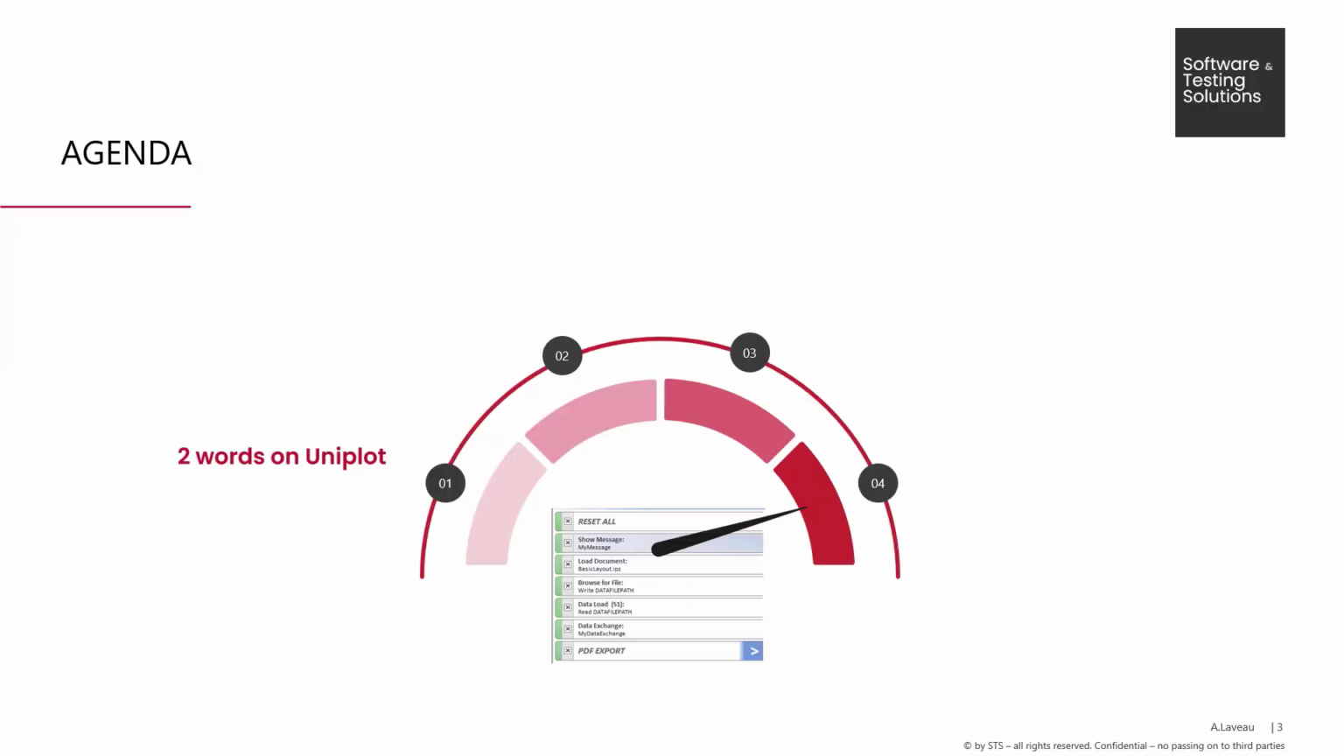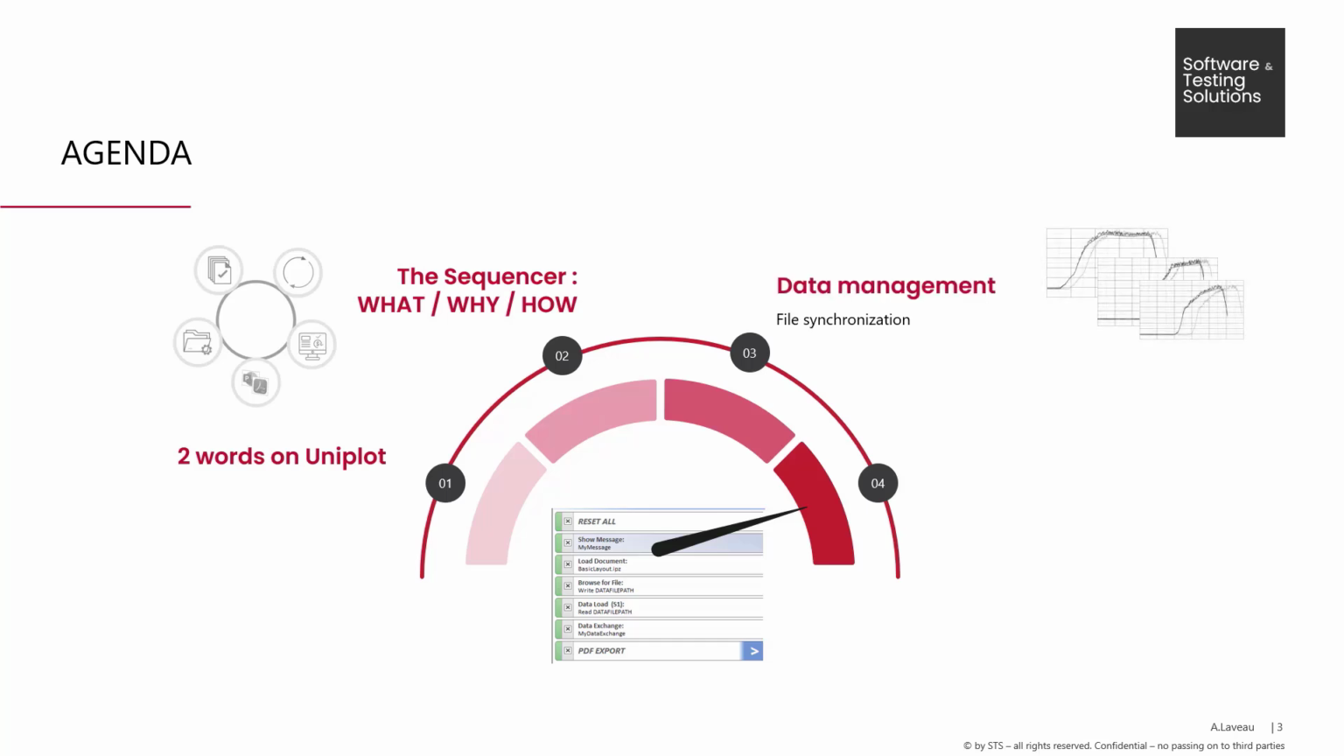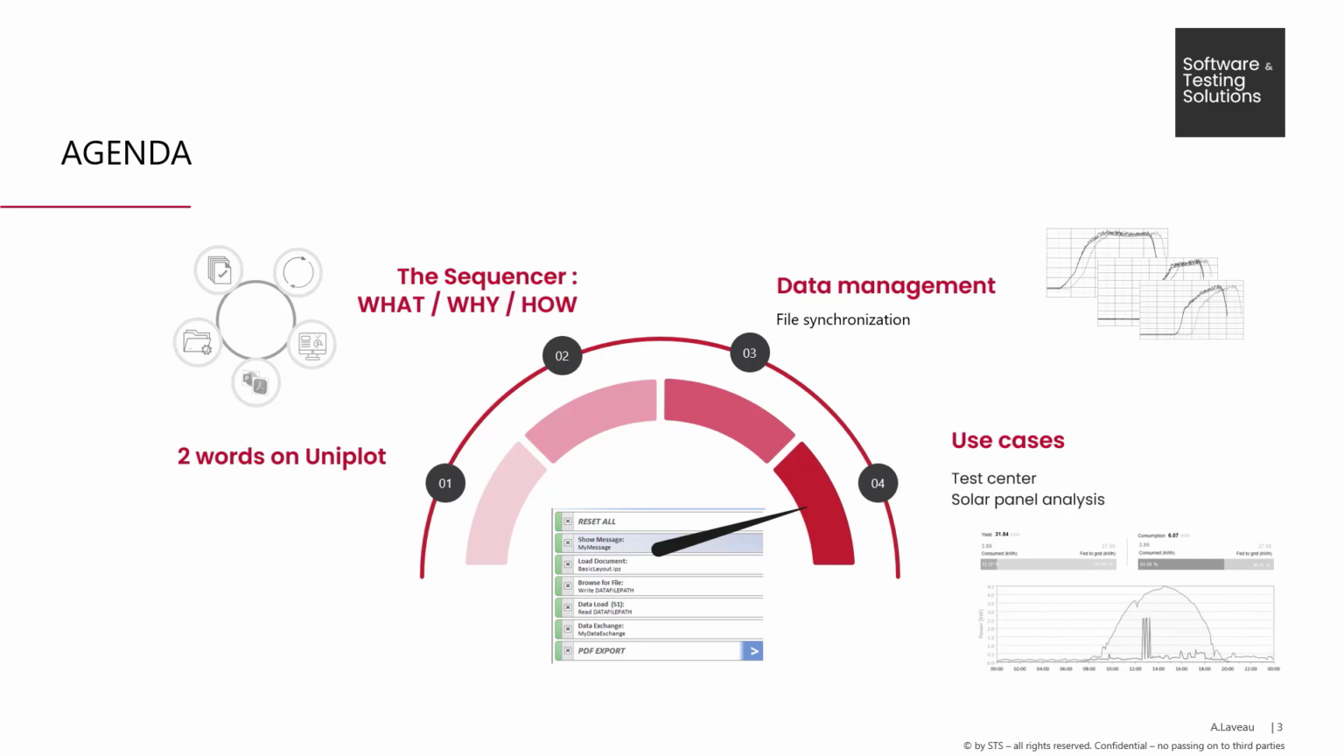After a reminder on UniPlot and a quick introduction on what the sequencer is, we will see why the UniPlot team felt the need for it. In a third step, we discover how data management is made easier, and finally we will go through two examples: a test center automation, and the Internet of Things applied to a solar panel powered house.